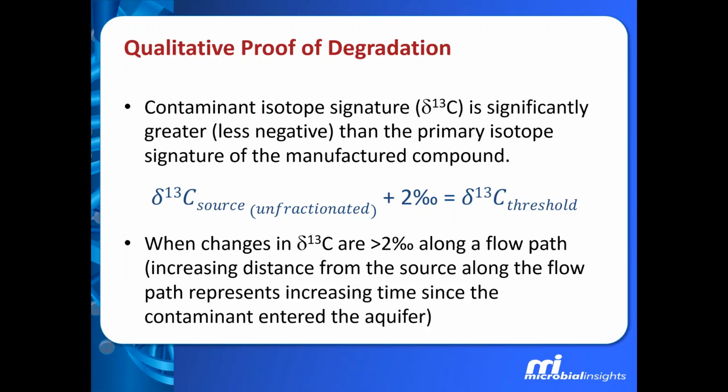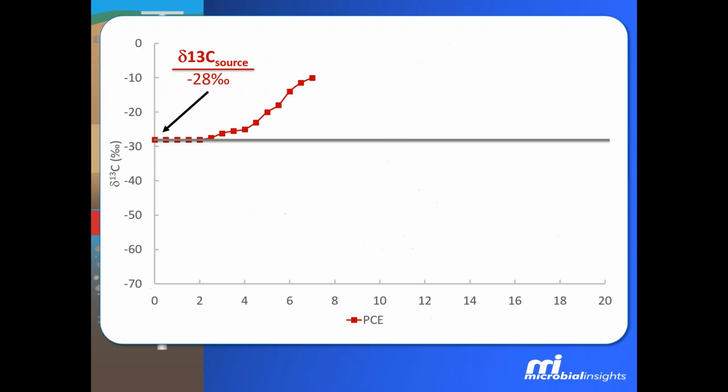Now, when you're looking at changes in the del 13C value along a flow path, it's the same standard. You see greater than a 2 per mil change along the flow path, that's taken as a good indication of biodegradation. Because as you move along the flow path from the source, the path represents increasing time since that contaminant entered the aquifer.